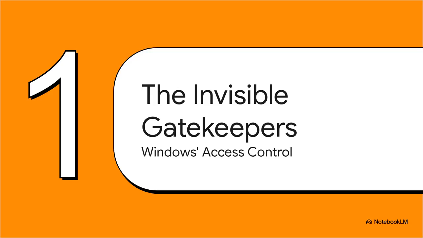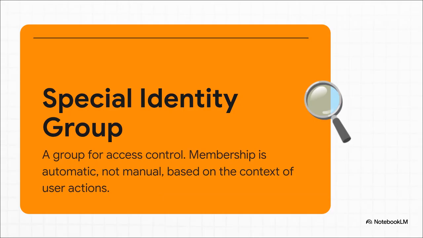The invisible gatekeepers. What is this automatic system that Windows is using to control pretty much everything? A special identity group is, well, it's a security group, but with a massive twist. No one, not even your system admin, can manually add you to it. Instead, the operating system itself just assigns you to the group automatically, based entirely on context. You know, things like how you're logged in or where you're connecting from.